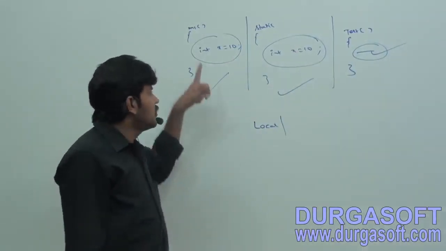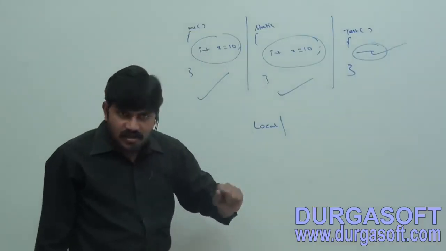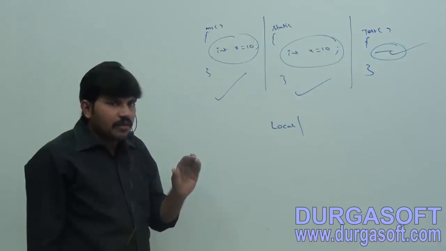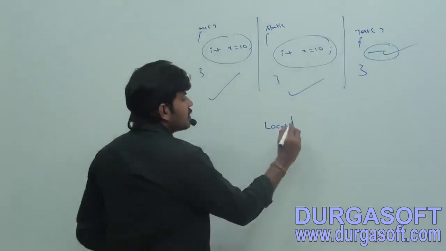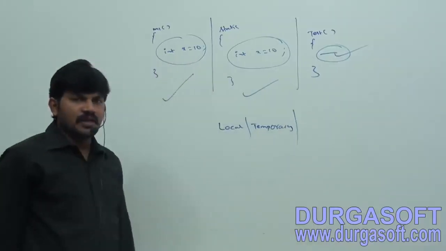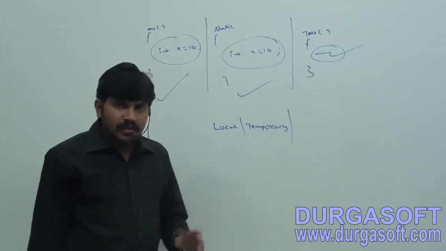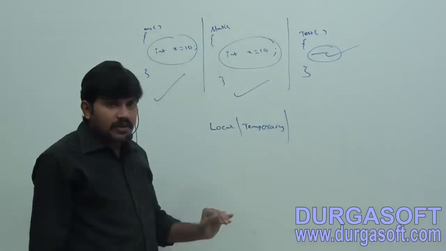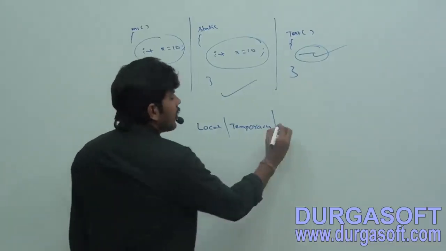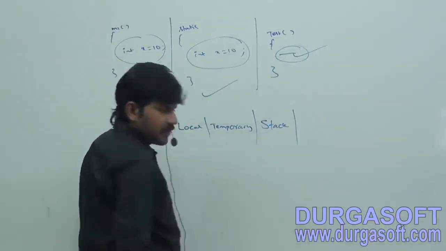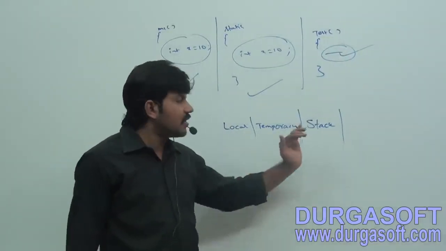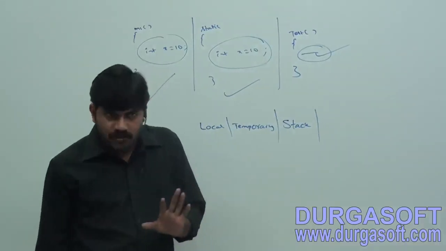Can I use the term temporary variables or not? Yes, because they are only available within the method or within the block, not permanent data. That's why it is also known as temporary variables, right? Local variables will be stored inside a stack memory. That's why local variables are also known as stack variables, right? Are you getting? Stack, because they will be stored in the stack area.